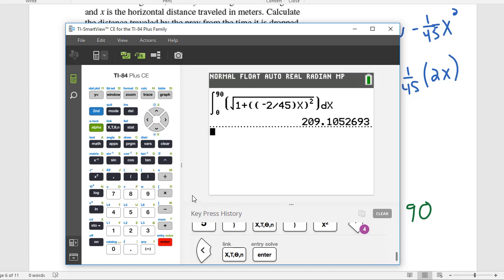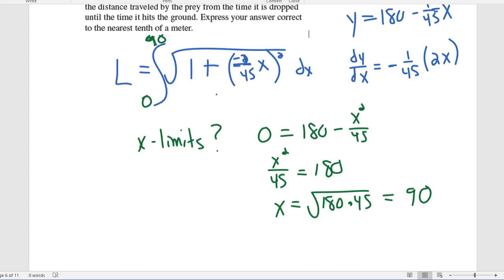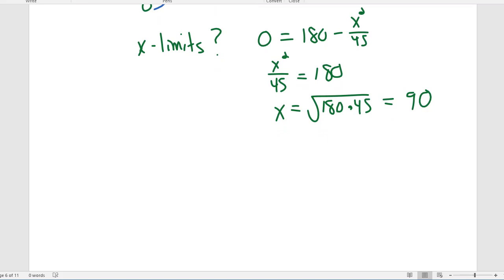So the length of the curve, i.e. the distance traveled by the prey, is about 209 meters. So our length is approximately 209 meters.